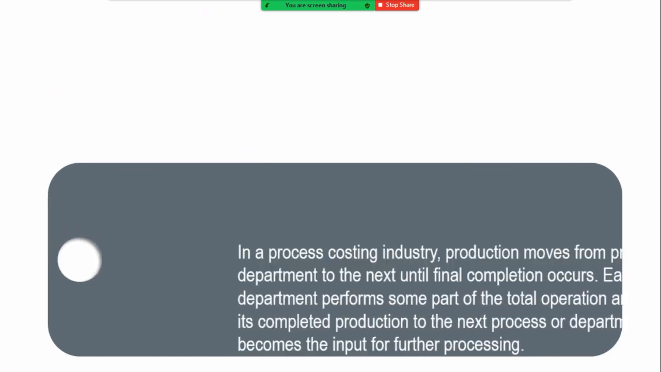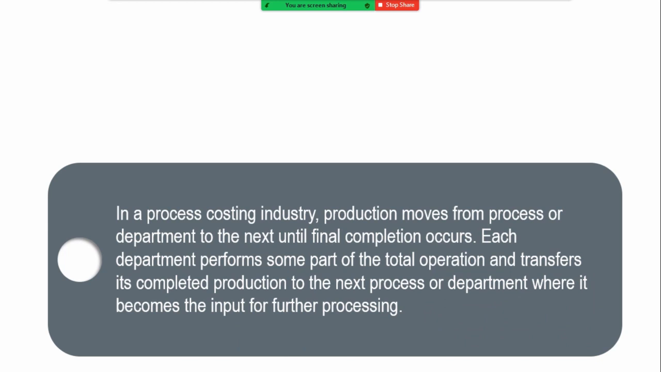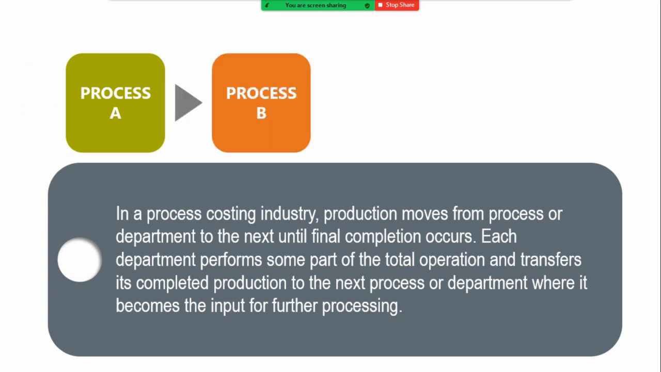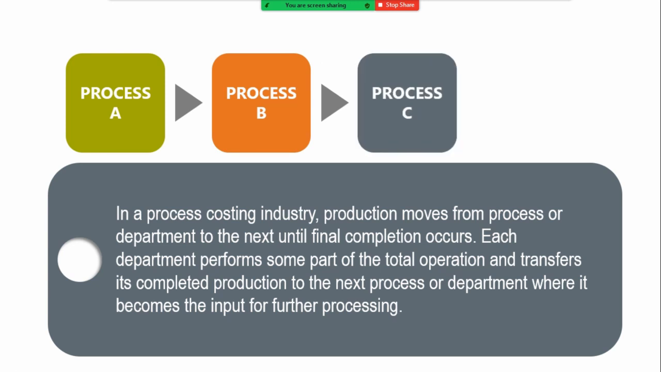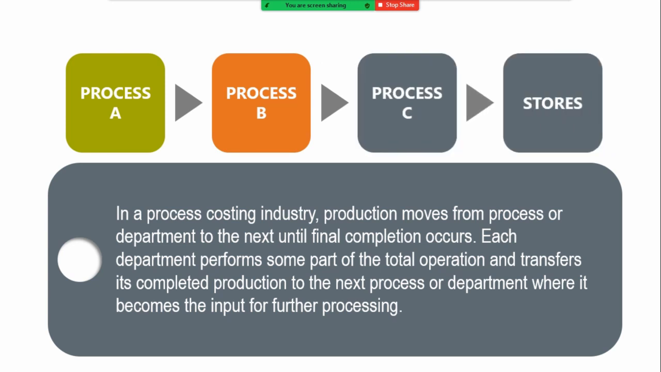So in the discussion, we are saying that in a process costing industry, production moves from process or department to the next until the final completion occurs. So that is how production will move from process A to process B, from process B to process C, until we have our finished goods that are going to be kept in stores.